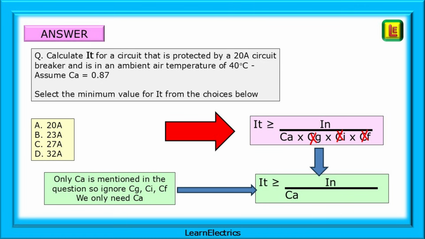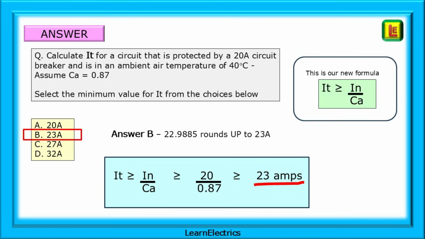Some books will suggest that you make those 3 factors a 1, which neutralizes them. But in that case, why include them anyway? I just get rid of them completely if they are not needed. It's the same thing. And so we end up with the much simpler formula of IT must be equal to or greater than IN divided by CA. This is answer choice B.